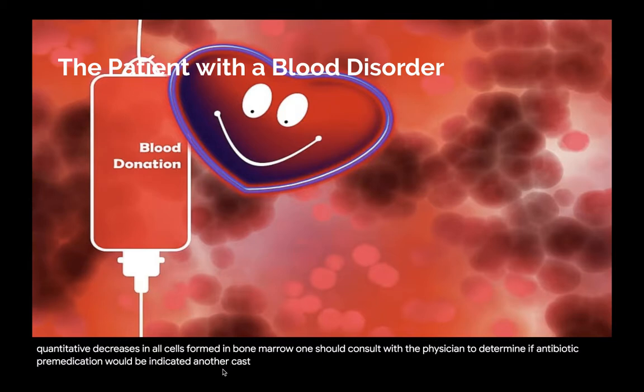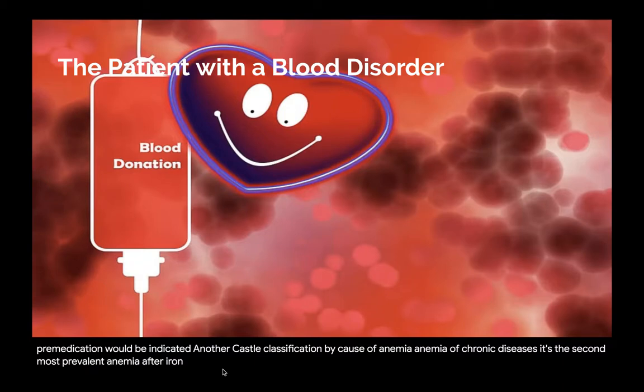Another classification by cause of anemia: anemia of chronic diseases. It's the second most prevalent anemia after iron deficiency anemia. Anemia is associated with many chronic systemic diseases.